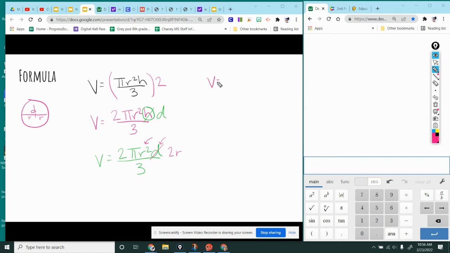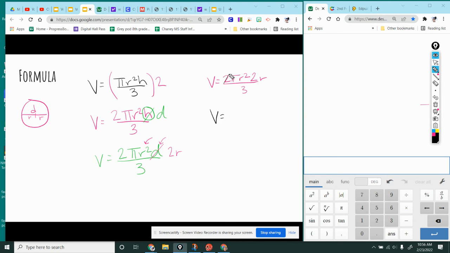So let me rewrite that. Let's make it a little neater. We've got V equals 2 pi r squared times 2r, all divided by 3. That looks good, right? That looks better. Well, and this is what I did in class yesterday. We said, well, that kind of bugs us too. It's a little messy. There's nothing wrong with it. This whole thing, they all mean the same thing, but it's a little messy.